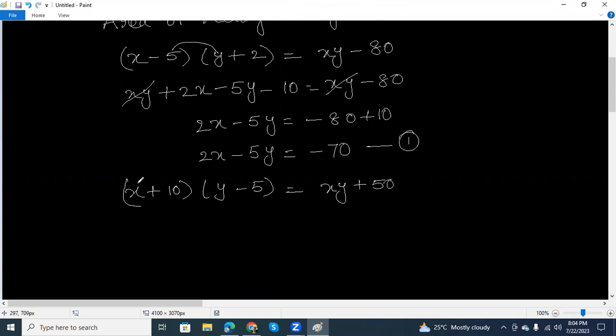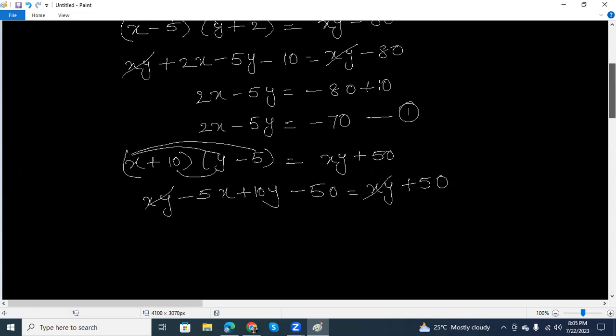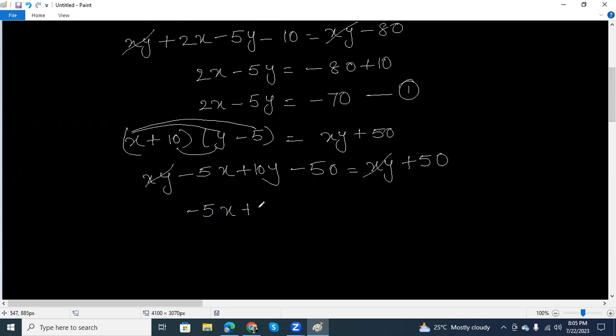So let's again apply the distributive property. This into this into this. x into y, xy, minus 5 into x, minus 5x, 10 into y, 10y, minus 10 into minus 5, minus 50, is equal to xy plus 50. Either side of the equal to we have xy, cancel. Now minus 5x plus 10y, transpose this minus 50 to the other side, 50 plus 50 becomes 100. So now minus 5x plus 10y is equal to 100. Okay, this is our second equation.